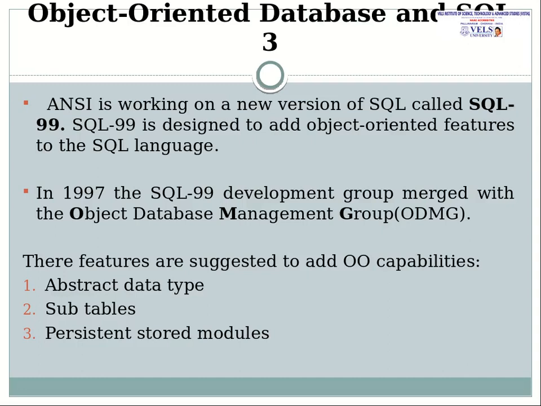ANSI is working on a new version of SQL, called SQL 99. SQL 99 is mainly designed to add object oriented database features to the SQL language, so SQL statements will be written in SQL 99. In 1997, the SQL 99 group was merged with the object oriented database management group. Three features are suggested in the object oriented capabilities: abstract data types, subtables and persistent stored modules.